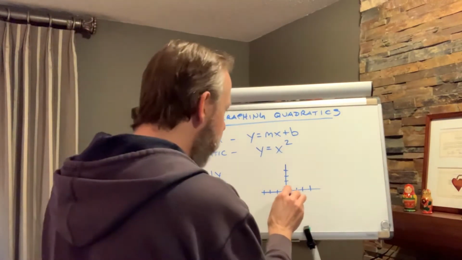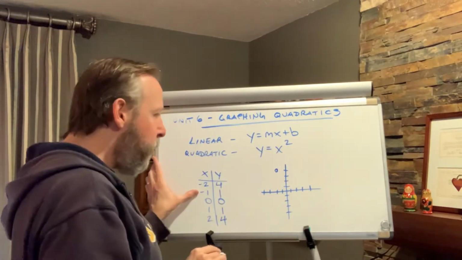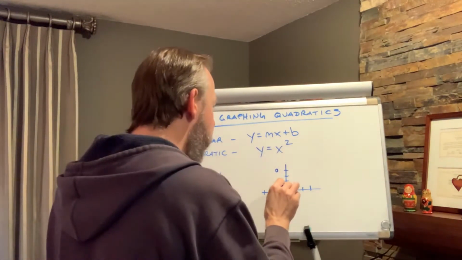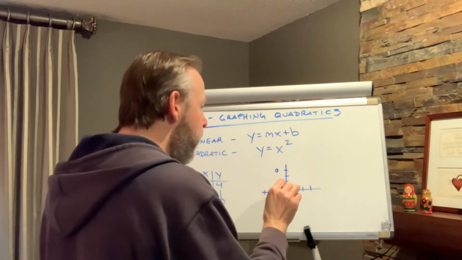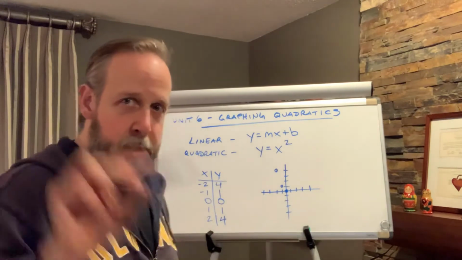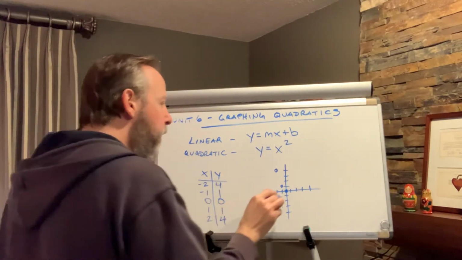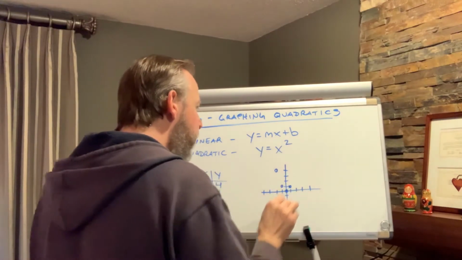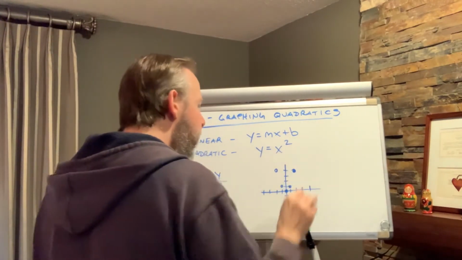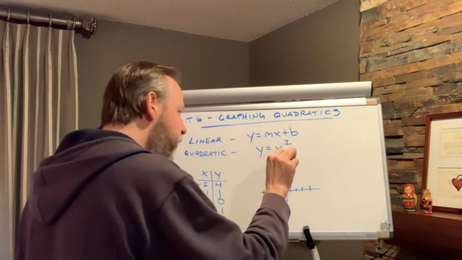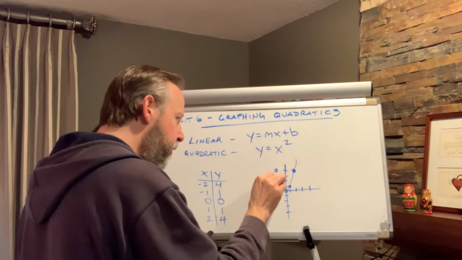-2, 4. So 2 to the left and 4 up, put a dot. -1, 1. 1 to the left, 1 up, put a dot. 0, 0. Right there at the origin. You can see it's curving now. All right, it was going straight, now it's curving. 1, 1. Well, now it's curved right back up. And 2, 4. Now it's over here. If we draw the parabola, it's going to have a curve like a U shape.